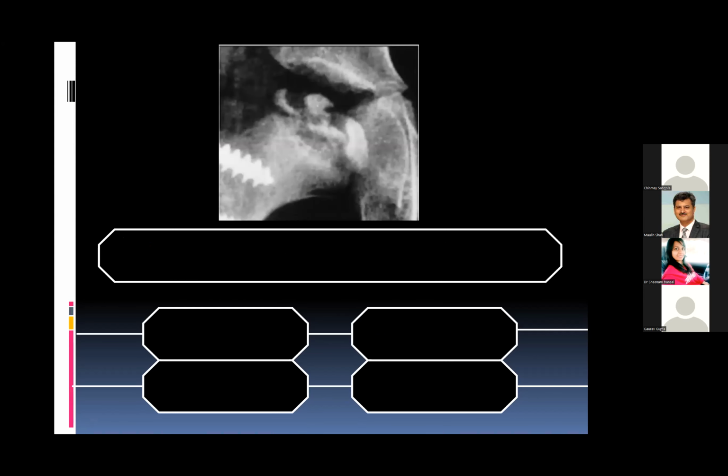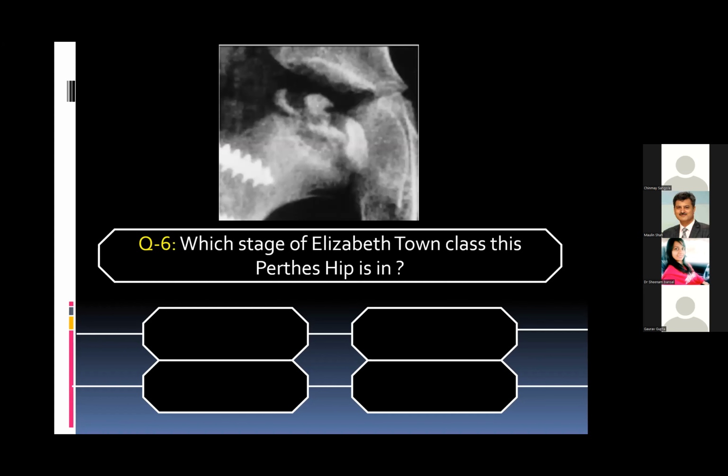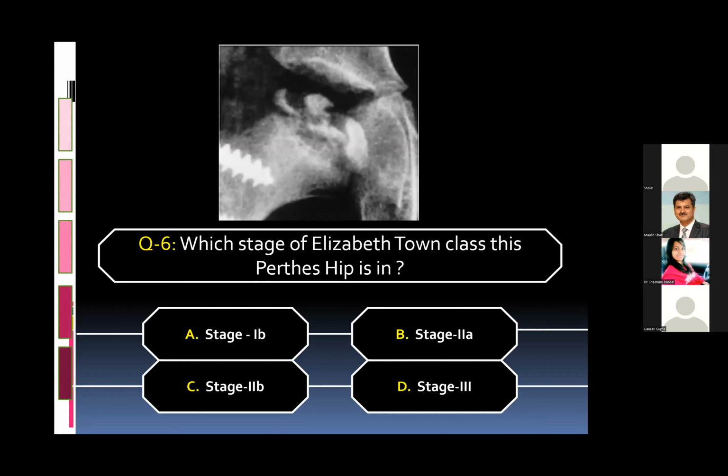Next question. Which stage of the classification is this? Shalin, your audio has started. Yes, sir. Tell me, what is it? Stage 3, there is reossification over the lateral side, multiple fissures are there, more than 2, so stage 2B of fragmentation. Sorry, in stage 3 healing starts.